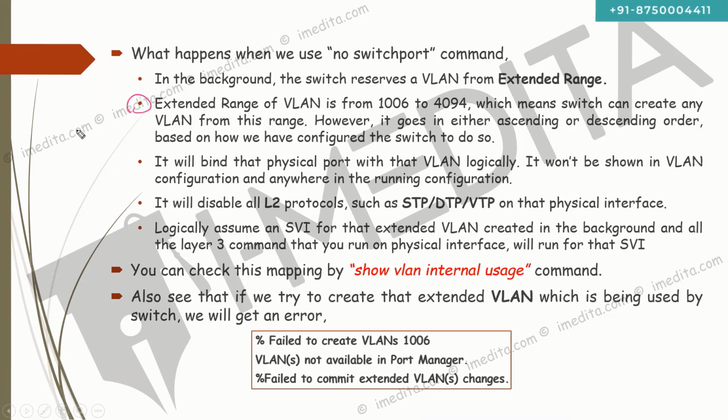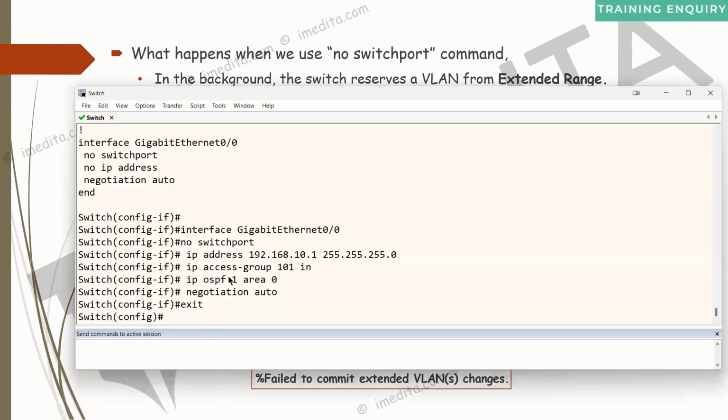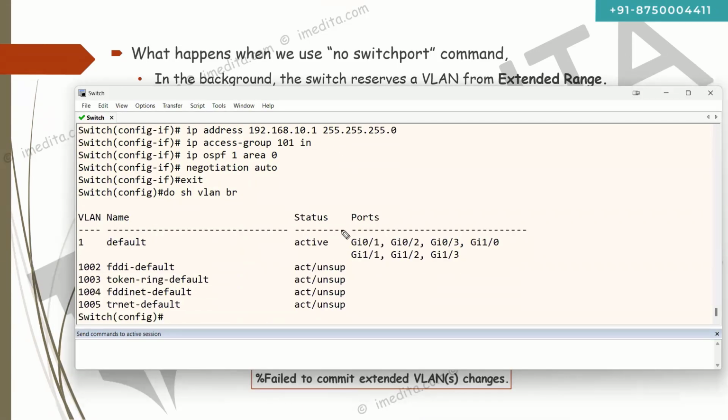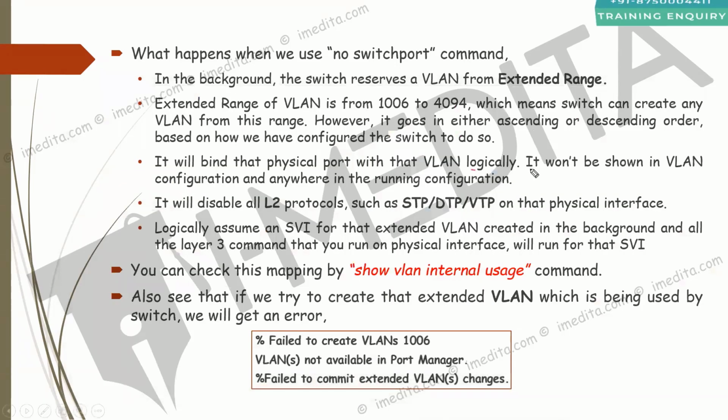Once it has created an extended range VLAN, it is going to bind that physical port with that VLAN logically. Logically means it will not show you that. If you use the command do show vlan brief, it will not show you that gigabit 0/0 is bound with an extended range VLAN. It has done it logically, in the background. It will not show you anywhere. But that is what happens in the background.